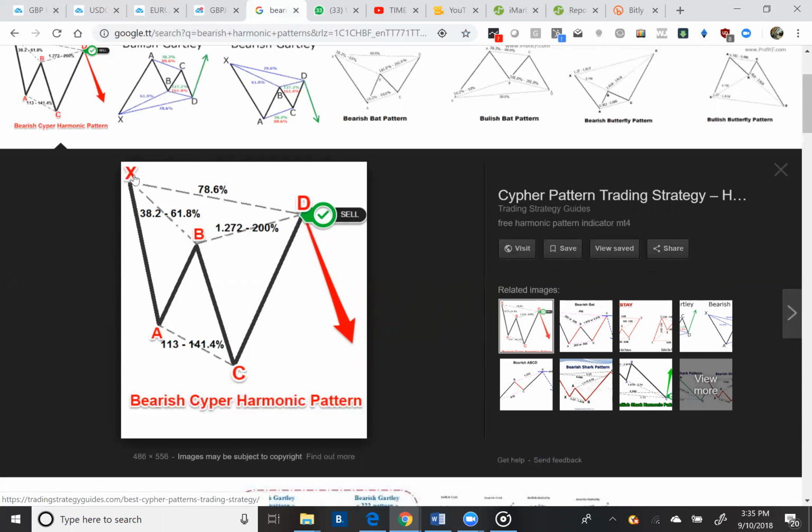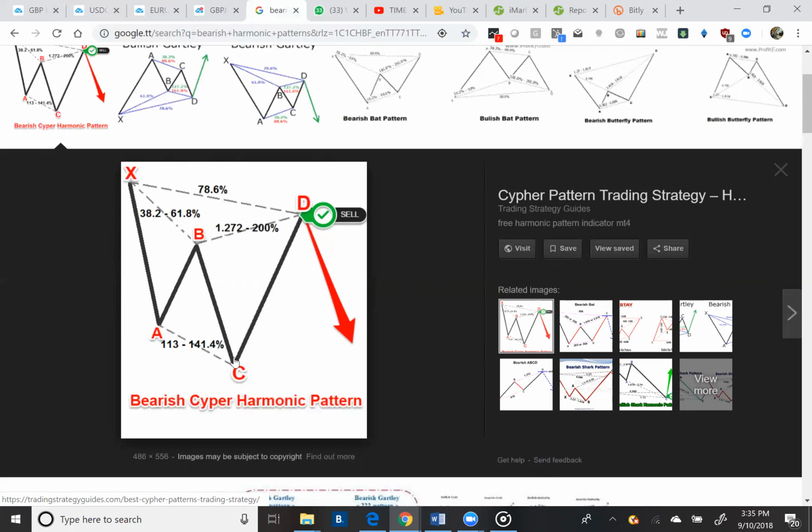And then the last one is X to D must range at 78.6. Well, the B to D hasn't formed yet, right? It hasn't formed yet. So nor is the X to D, because that is the part I'm projecting, right? But the X to B and the A to C has already formed. So this X to A to B to C has formed.